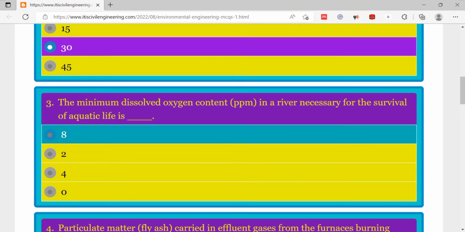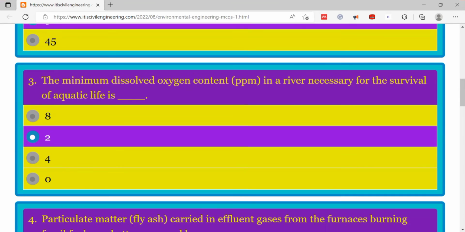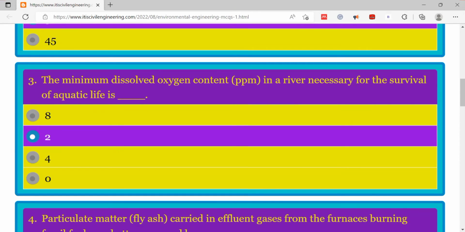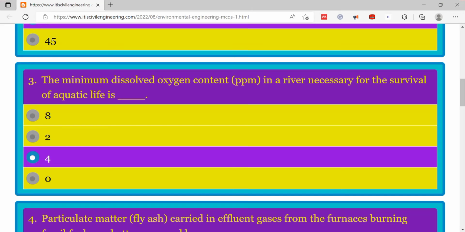The next question is, the minimum dissolved oxygen content in a river necessary for the survival of aquatic life is dash. So for the aquatic life, the minimum dissolved oxygen content must be 4 milligram per liter. Milligram per liter, that is ppm.